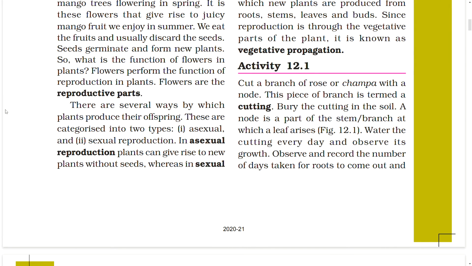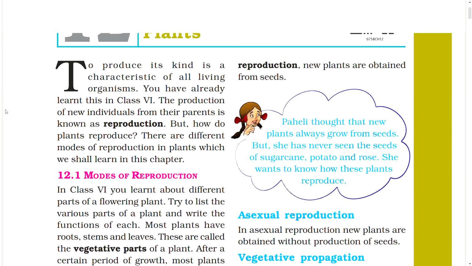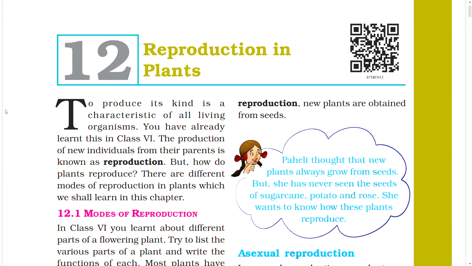There are several ways by which plants produce their offspring. These are categorized into two types: one, asexual, and two, sexual reproduction. In asexual reproduction, plants can give rise to new plants without seeds, whereas in sexual reproduction, new plants are obtained from seeds. Paheli thought that new plants always grow from seeds, but she has never seen the seeds of sugarcane, potato, and rose. She wants to know how these plants reproduce.